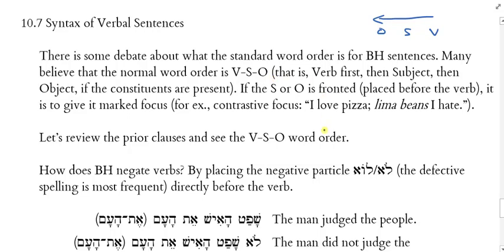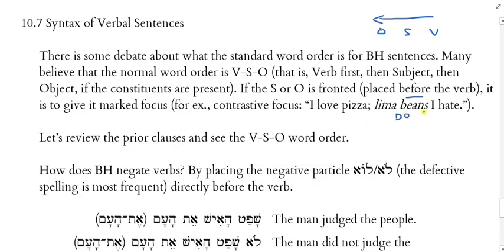in Hebrew. Now, if the subject or the object is fronted, that is to say, if it's placed before the verb, it is to give that subject or object marked focus. And one example of marked focus is what we call contrastive focus. As in something like this: I love pizza, direct object is pizza. Lima beans, that's my direct object, but now I'm putting it at the front of the sentence. Lima beans I hate. So I'm contrasting my love for pizza with my hatred for lima beans.